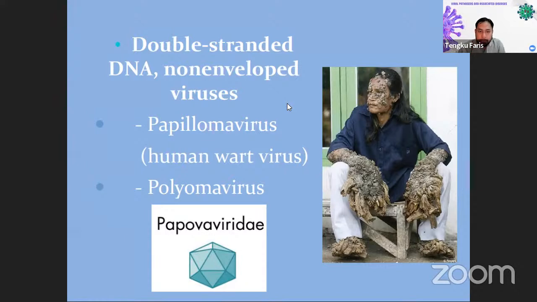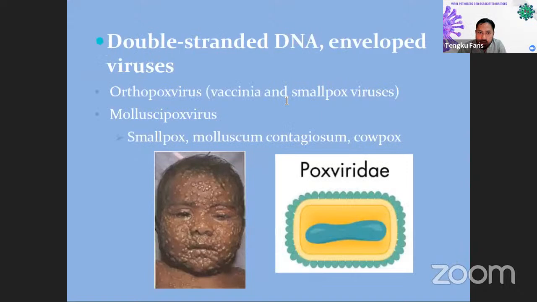You have the dsDNA, or double-stranded DNA, non-enveloped viruses. For example, papilloma virus that causes human warts, and polyoma virus. The family name is Papovaviridae. So I hope you still remember the earlier slide that I mentioned. Double-stranded DNA enveloped virus, Poxviridae. This looks like smallpox or cowpox or monkeypox. This is caused by orthopox virus or vaccinia and smallpox viruses.